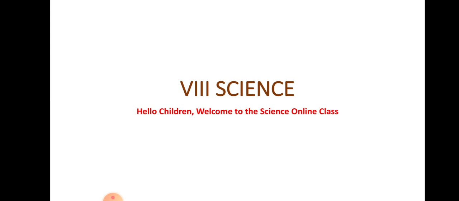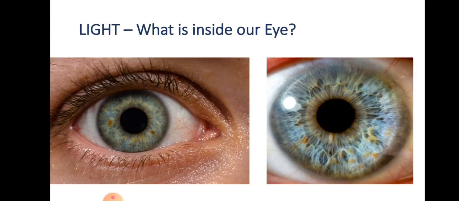We are seeing the lesson light, isn't it? Already we have seen many topics. So our next topic is what is inside our eye. The eye is one of our most important sense organs, so it is important to understand its structure and working. The human eye, in closer view, will look like this. We are going to learn about the structure now.